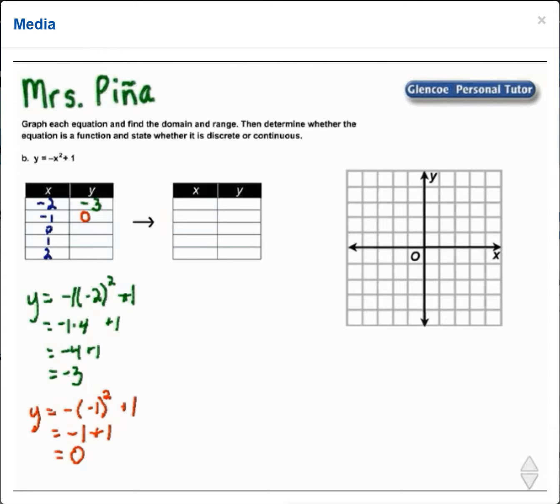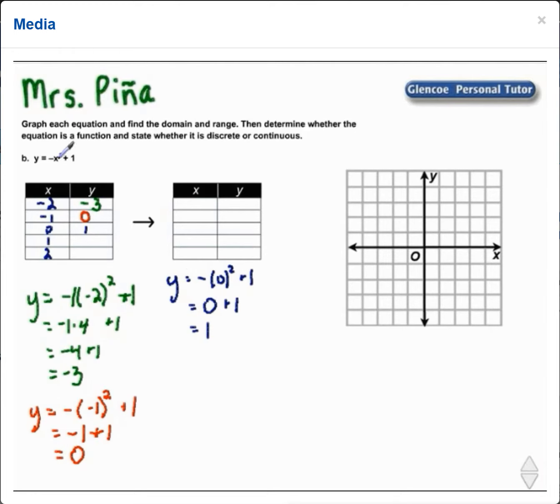The next problem will be, put 0 in for x. Y equals, recopy the negative sign from the problem, 0 squared plus 1. 0 squared is 0. The opposite of 0 is still 0. Plus 1 is 1. If I put 0 in for x, I get 1 out for y.